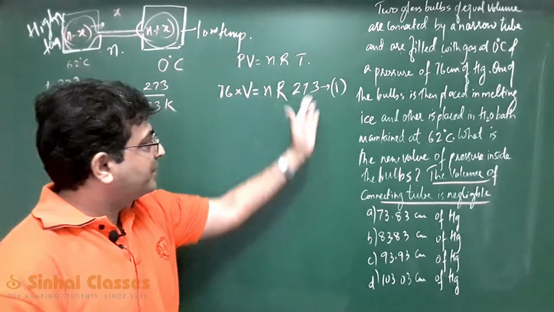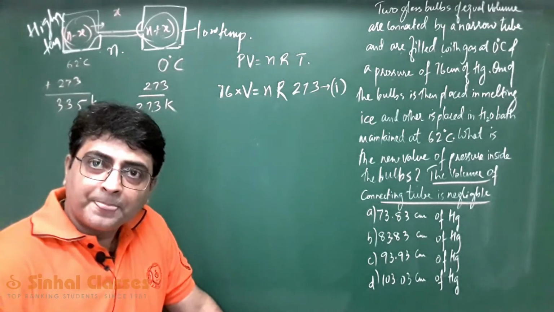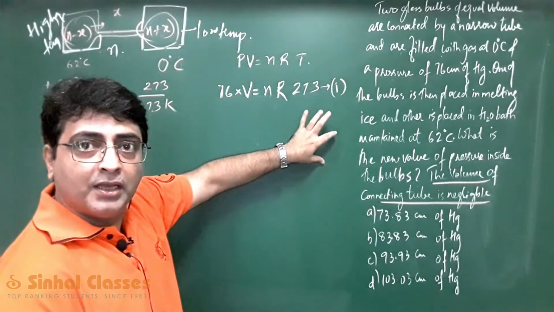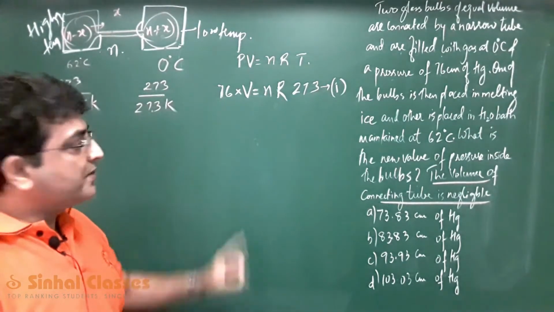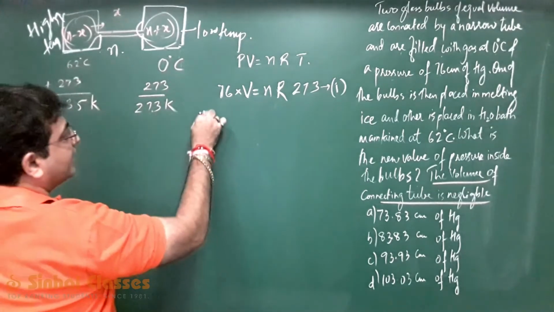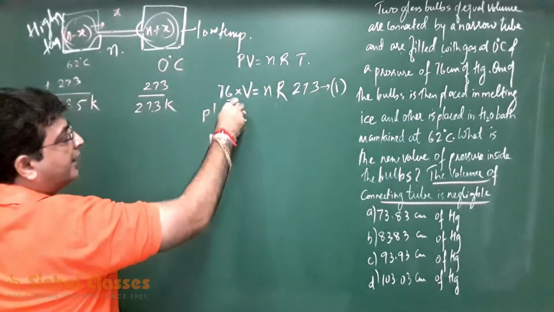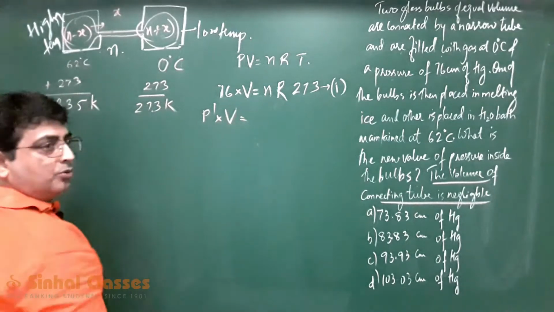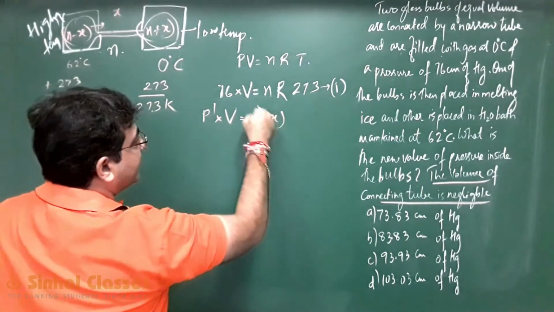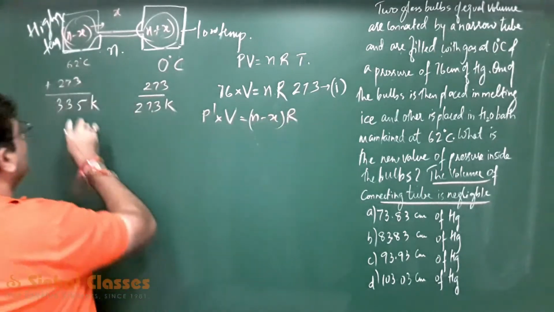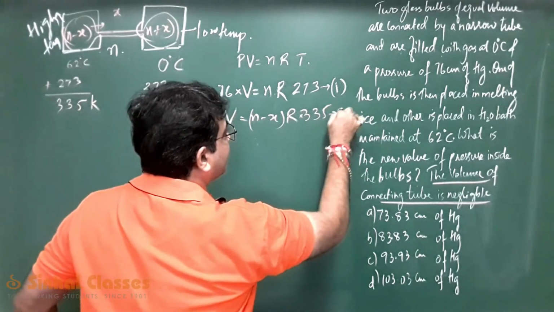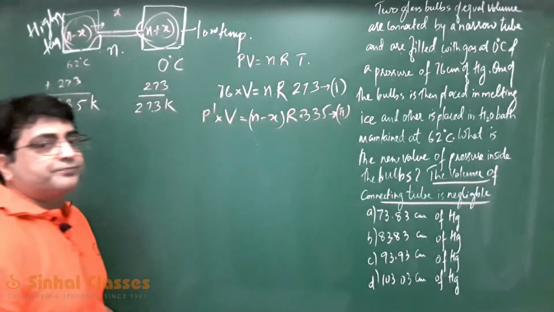Now can I again use the equation of state and get the two equations? See how to work it out. I'll get two more equations. What is the next equation? Here we have to find the pressure, so P dash into volume, which is V itself, no change in volume. For this, the number of moles decreases to N minus X, times capital R. What's the temperature? 335 Kelvin. That's my equation number 2.